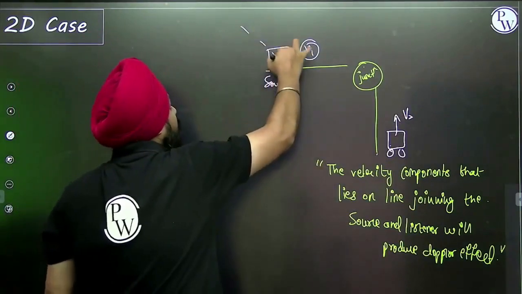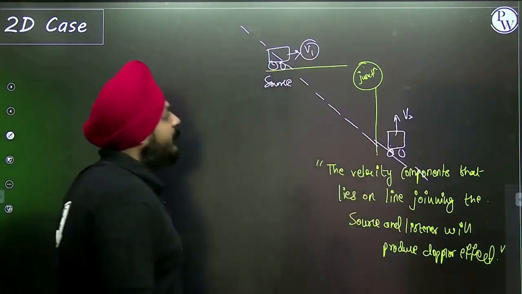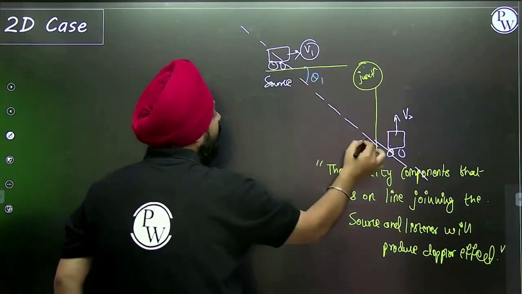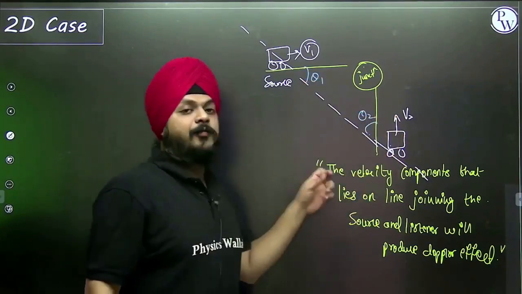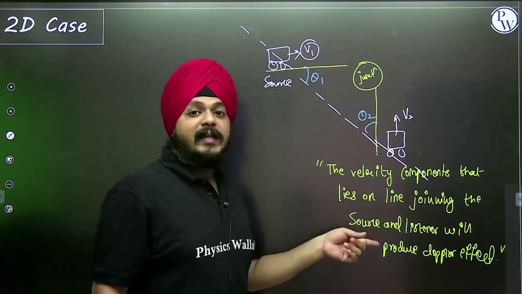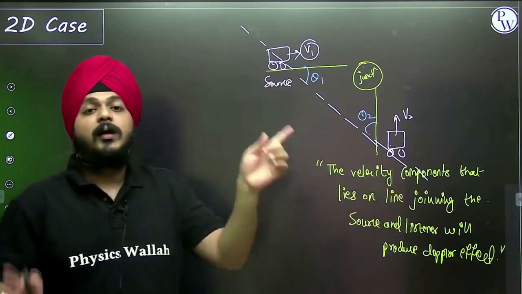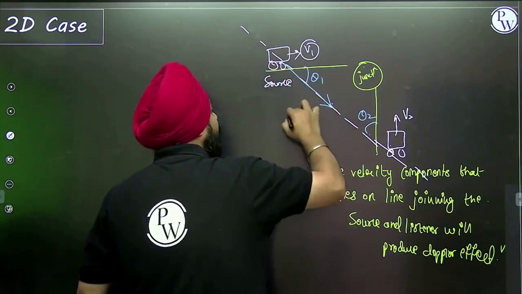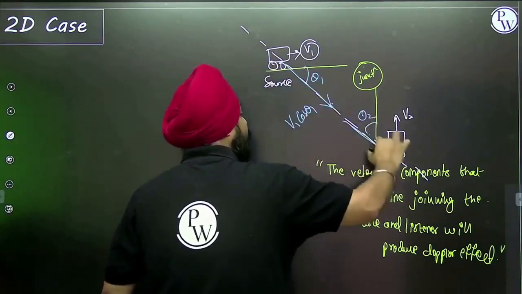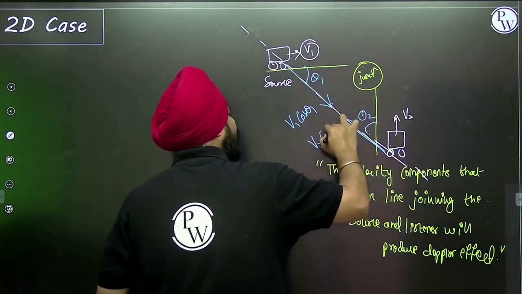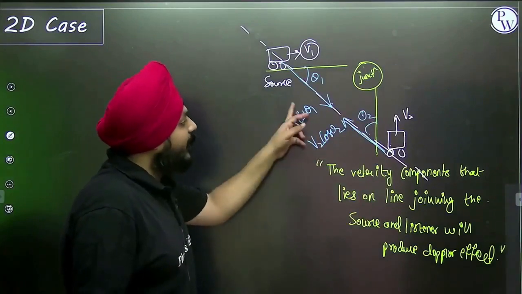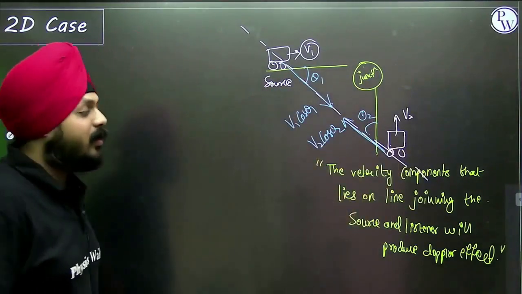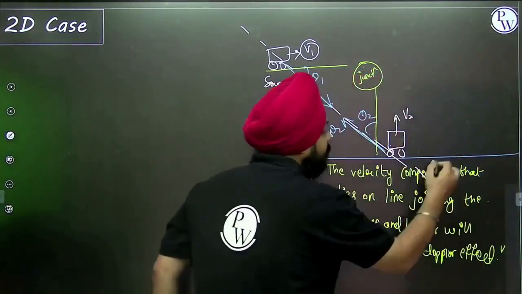Now let's join the line between the source and listener. This will be angle theta 1. This will be angle theta 2. Again, in other words, the components of the velocities that lie on the line joining these two will produce the Doppler effect. What is the component of the source that lies on the line joining? V1 cos theta 1. What is the component of the listener that lies on the line? V2 cos theta 2. These velocity components will be considered as the velocities of the source and listener, and that will produce the Doppler effect. So the entire 2D case of the Doppler effect is based on a simple statement.